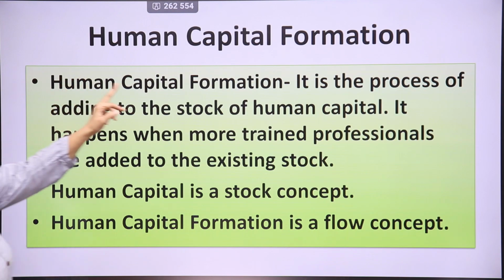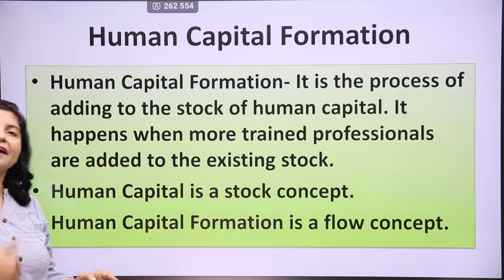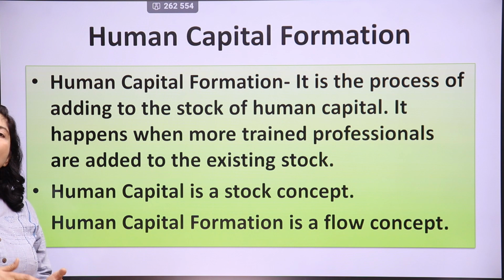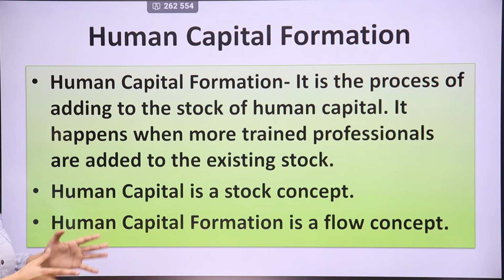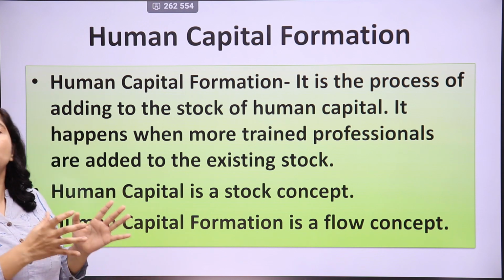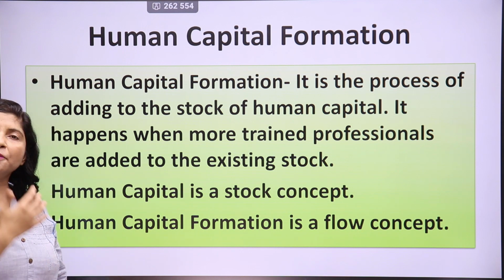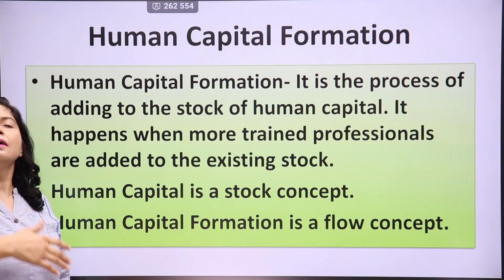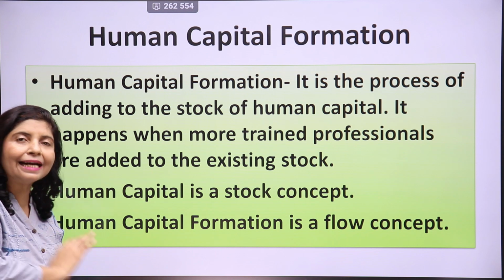Okay, then we have now human capital formation. It is the process of adding to the stock of human capital. It happens when more trained professionals are added to the existing stock. For example, every year in India, there are many colleges who produce engineers, doctors, professors. Okay, there are n number of institutes in India. So that is adding to the stock of human capital. They are continuously churning out new engineers, new doctors and new professionals, new workers every year. So human capital of India is increasing day by day. That is your human capital formation. That is adding to the stock.